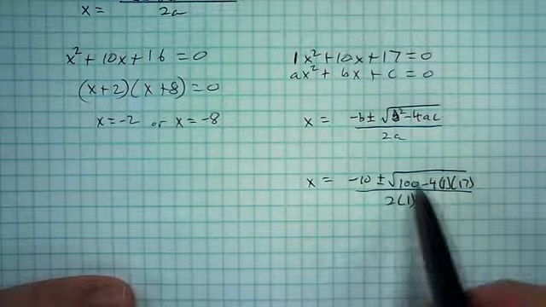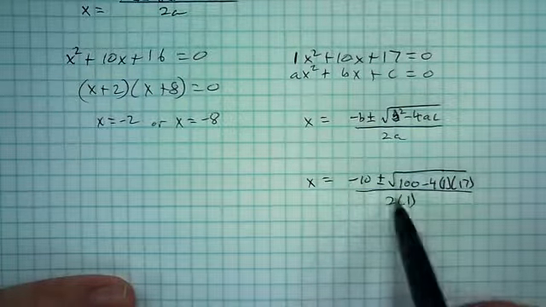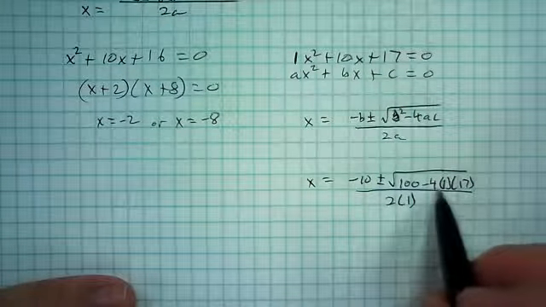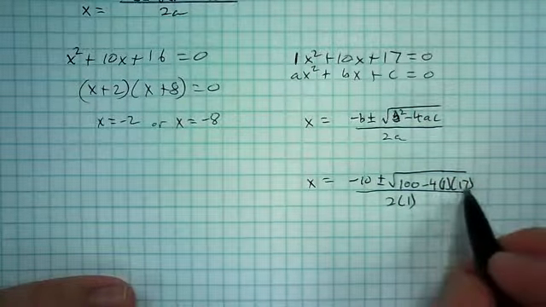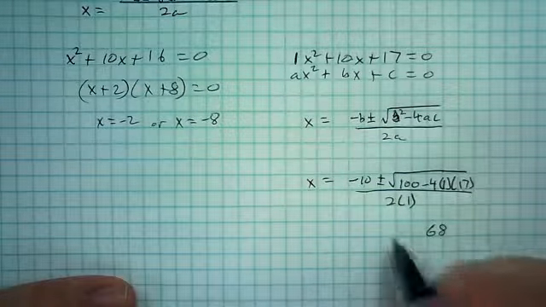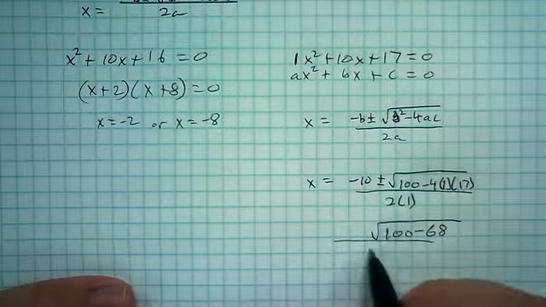Now all I have left to do is arithmetic. Arithmetic isn't so bad. Some of this is a little complicated. So like I said, if you could factor it, do that. But that ship has sailed. Now 4 times 1 times 17 is going to be 68. So 100 minus 68 in the square root.